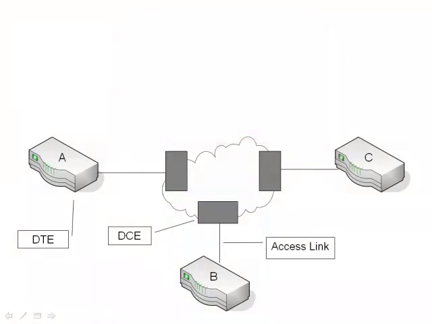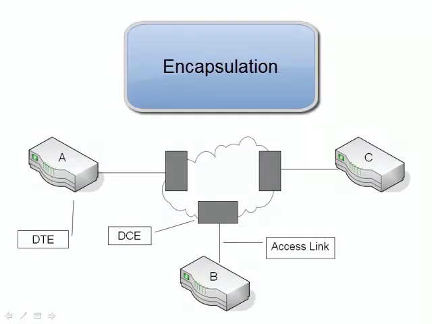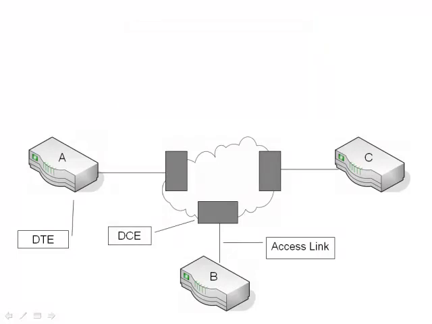Now, when we talk about two DTEs, or two routers talking to each other, then we need to discuss encapsulation. In other words, how will the frames look? How will they be defined when they're sent from router A all the way over to router C? Well, quite simply, there's going to be a header and a trailer, and we'll look at the details of those in a second, but let's just make something really clear.